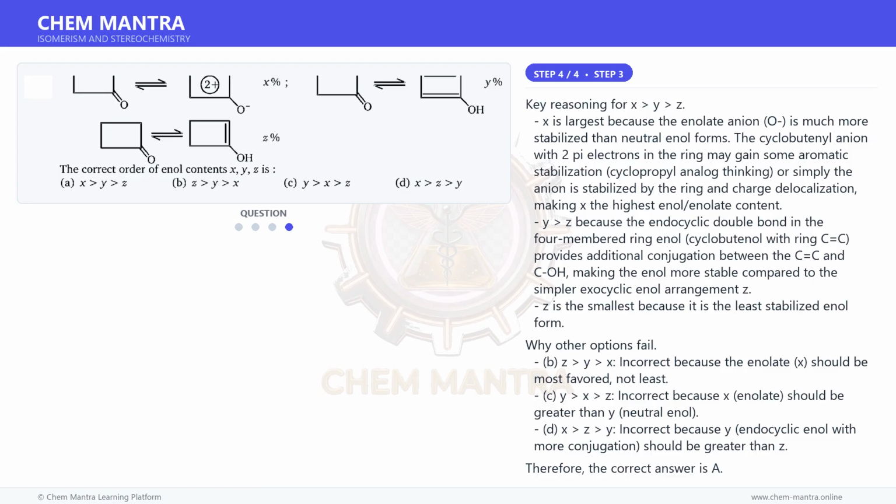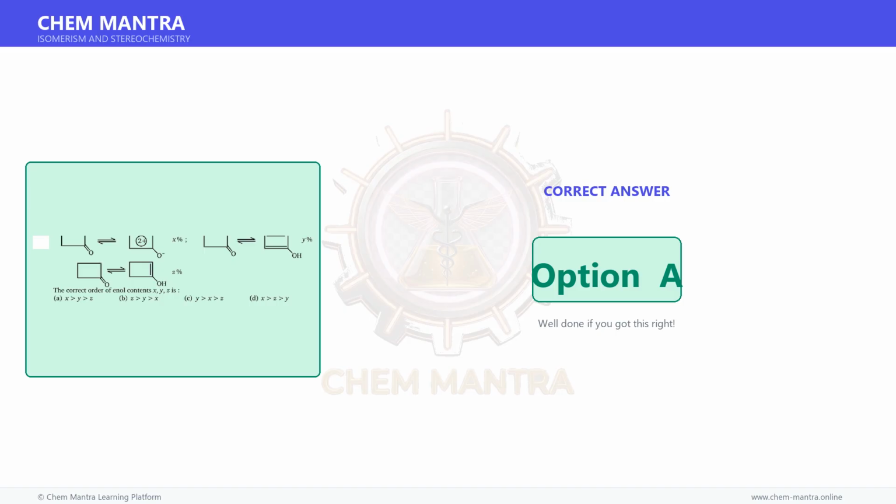Why other options fail? B. Z>Y>X, incorrect because the enolate should be most favored, not least. C. Y>X>Z, incorrect because X, the enolate, should be greater than Y, the neutral enol. D. X>Z>Y, incorrect because Y, the endocyclic enol with more conjugation, should be greater than Z. Therefore, the correct answer is option A.